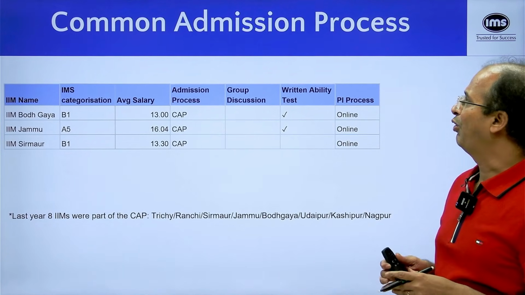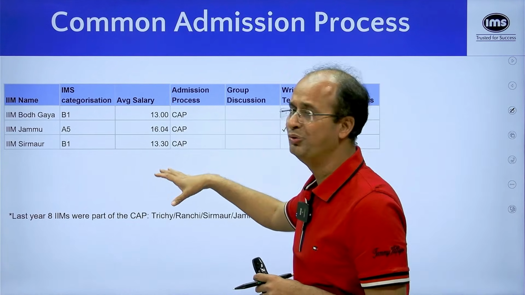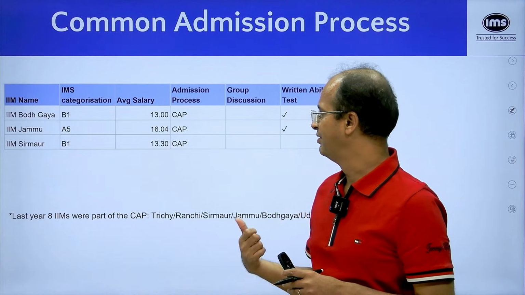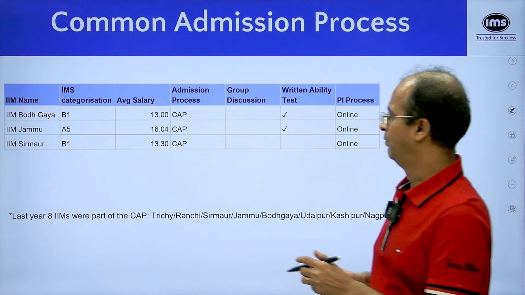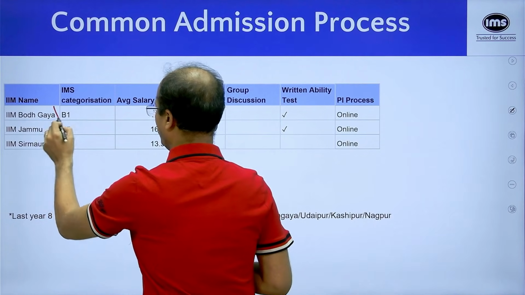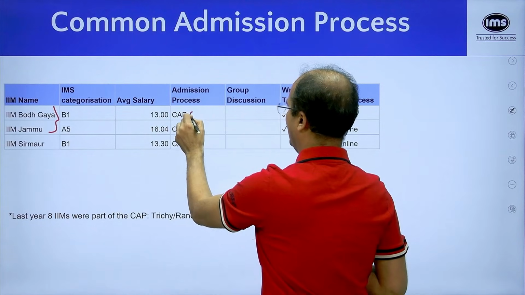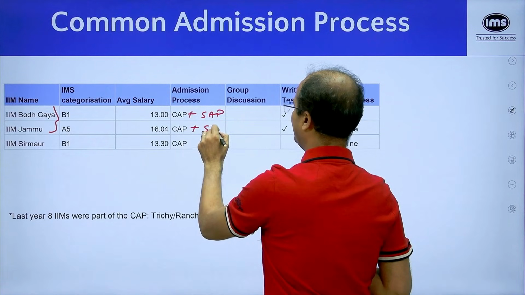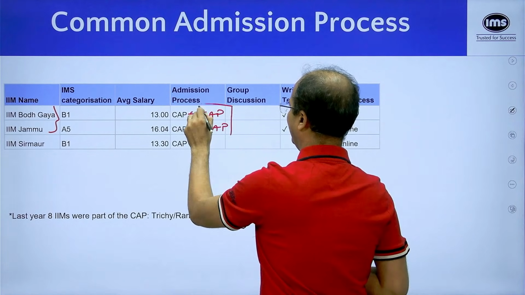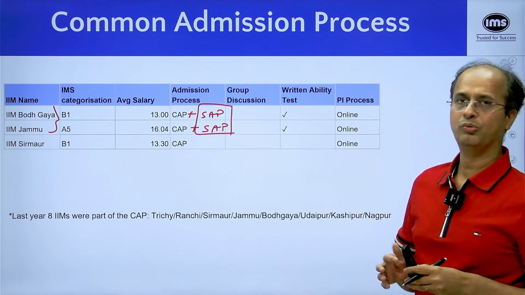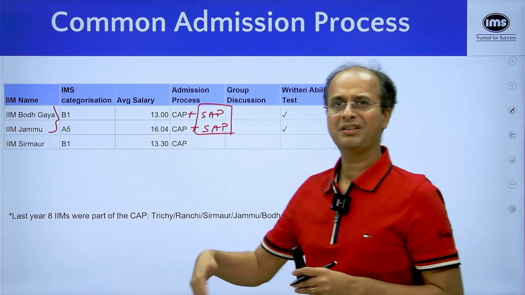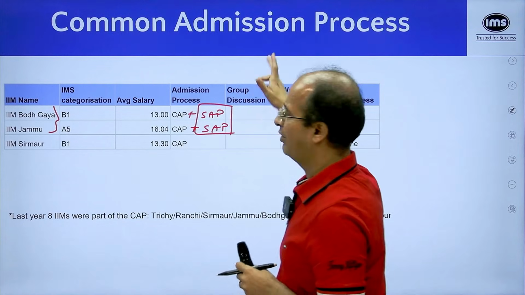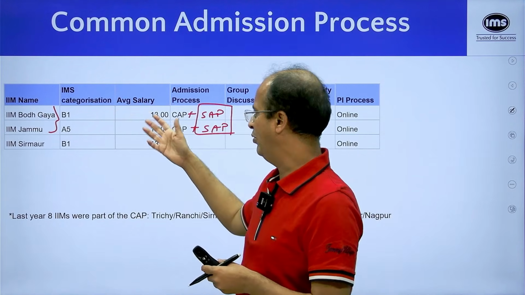The next part is what was originally the CAP, which now has only 3 remaining members: Bodh Gaya, Jammu and Sirmaur. Till last year, Bodh Gaya and Jammu used to be a part of the CAP round, plus they also conducted what was called the SAP round, supplementary admission process, which was only for Bodh Gaya and Jammu, right? As of now, they have not yet announced the SAP round, but they are already a part of the CAP round.